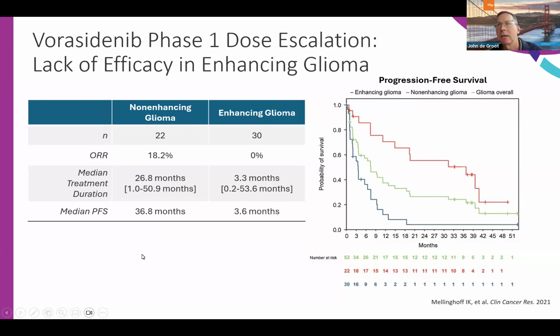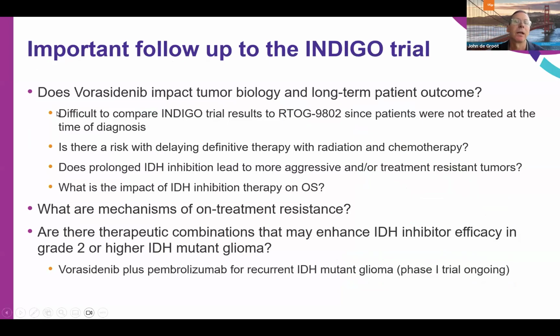So clearly this amount of the enhancement that we see on the MRI scan might give us an indication that maybe there's something about the tumor biology where inhibiting IDH in and of itself isn't enough. So some really important follow-up: is there an impact of Vorasidenib on tumor biology? And of course, as I mentioned, long-term patient outcome.